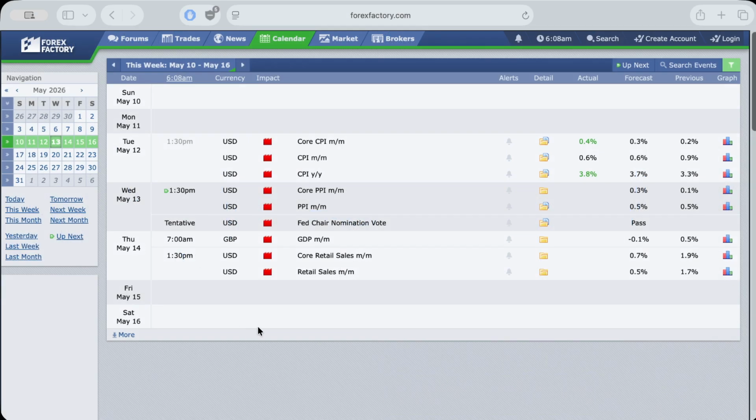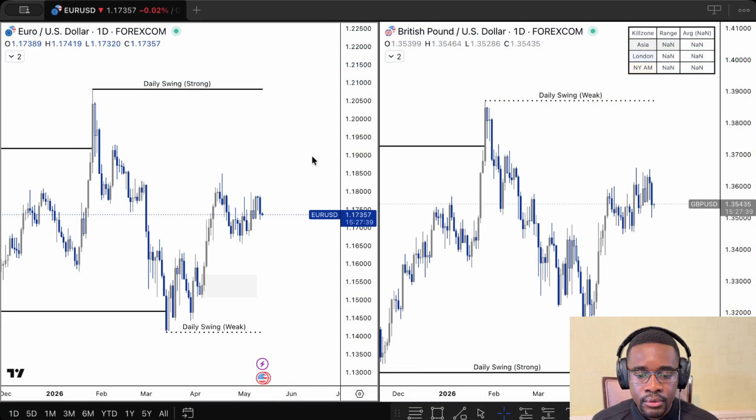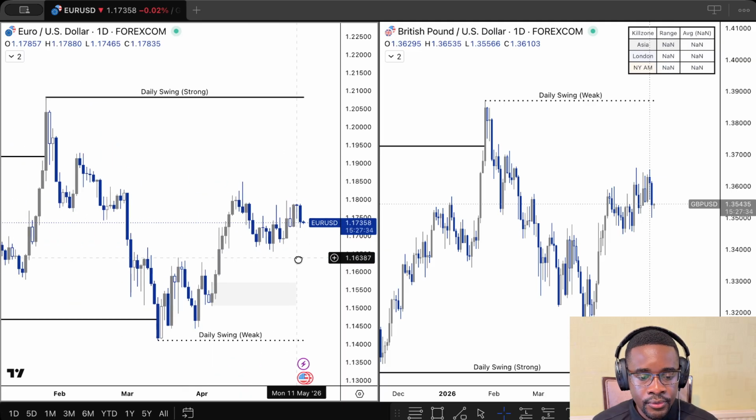So let's jump right into Forex Factory. Today is a Wednesday, and we have core PPI or PPI for the US dollar. That's the high impact news we have. So let's look at the charts and see what we can expect.